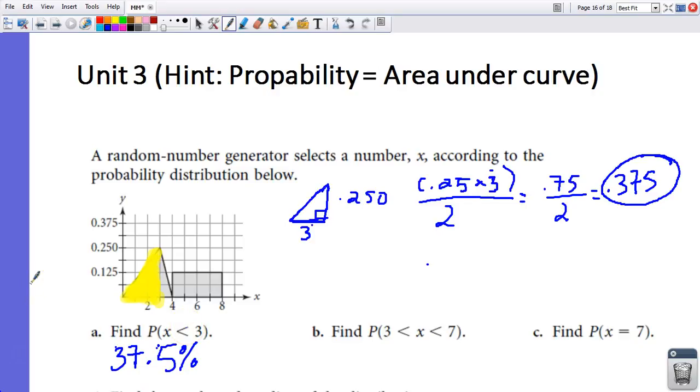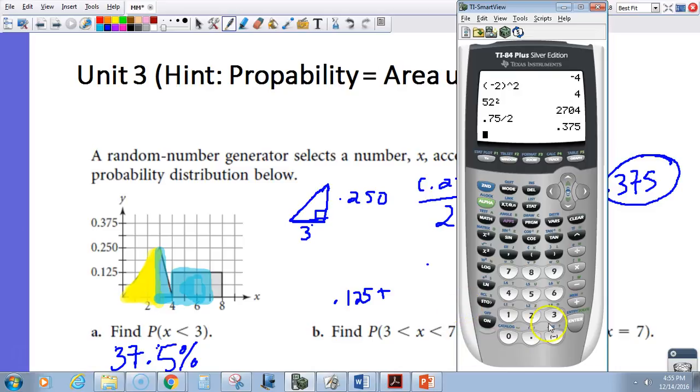Find the probability that x is between 3 and 7. So we just need to find the probability between 3 and 7. That's the area of this rectangle here plus this triangle. The triangle is just going to be half of 0.25, which is 0.125. I just did that triangle in my head. So the triangle is 0.125. And we're going to add on the area of this rectangle, which is 0.125 times 3.